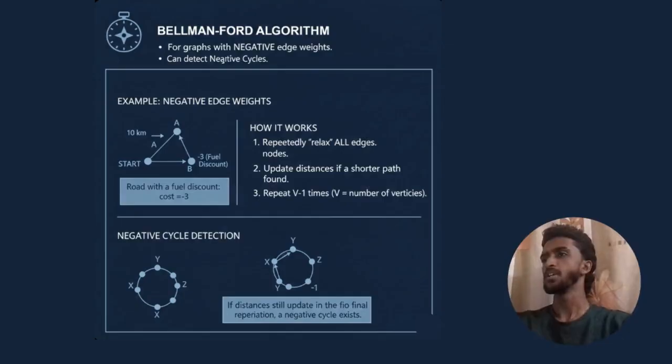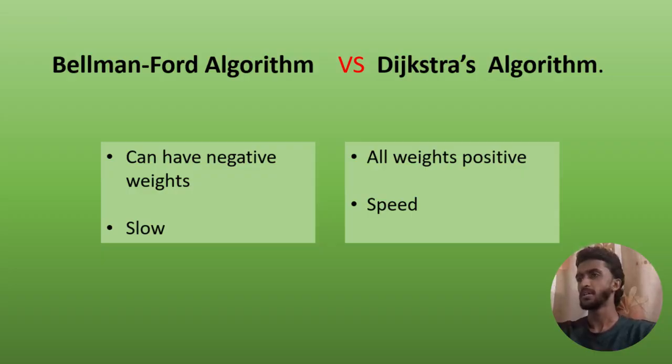For example, imagine you go around 3 roads and each road gives you a discount. If you go around again and again, your cost becomes smaller and smaller forever. This is called a negative cycle. Bellman-Ford works with negative weights, but it's slower than Dijkstra's algorithm.